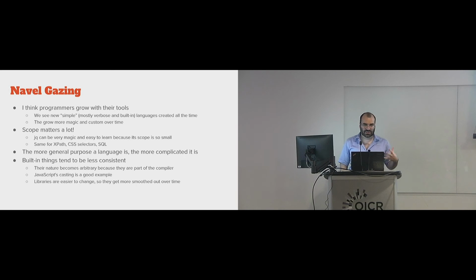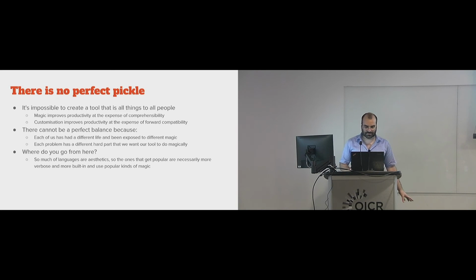Libraries are a lot easier to change. So bad parts of libraries just get deprecated and go off and either become disused or actually die and get removed. But bad parts of languages are a lot harder to kill. And I think there's no perfect language. It's impossible to create a tool that is going to make everyone happy.